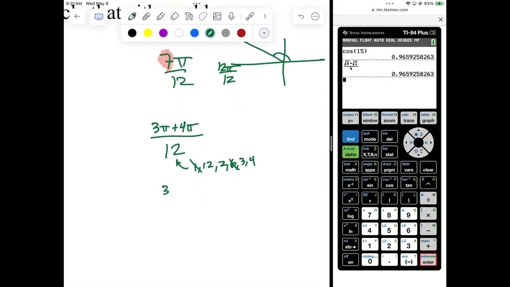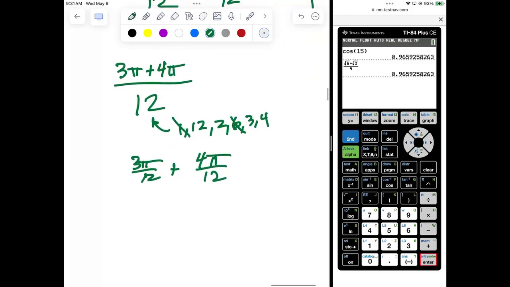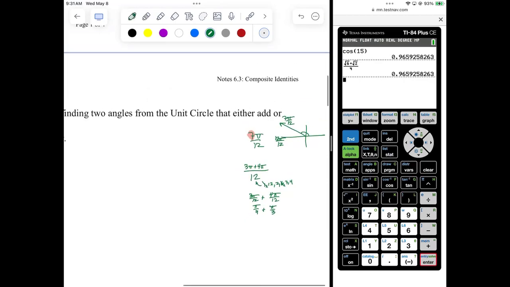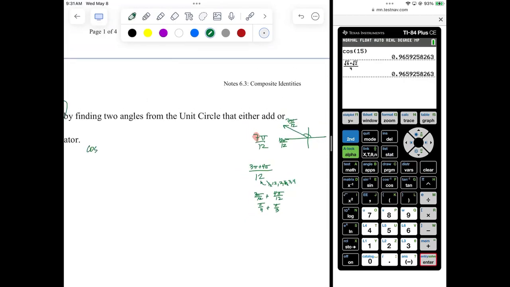If you simplify it down, you get 3π/12 plus 4π/12, and those will simplify down because there's a common factor of 12 to π/4 plus π/3. And there you go. We found two numbers that add up to give us 7π/12. So let's come over here to the right-hand side now, and we'll say cosine of 7π/12 is equal to cosine of the two angles, π/4 plus π/3.